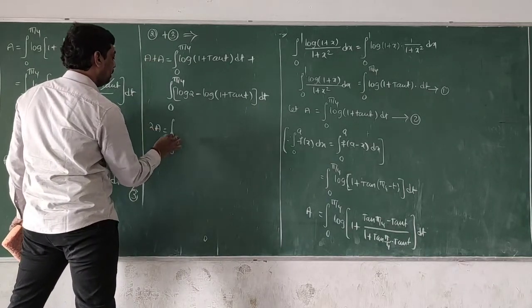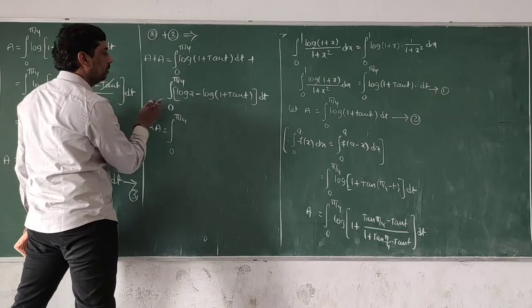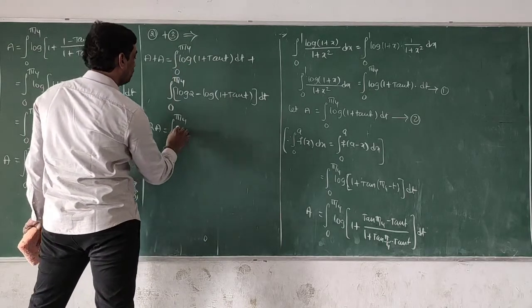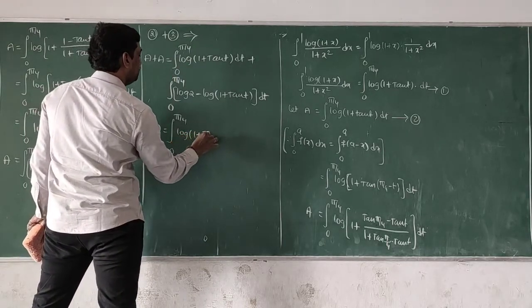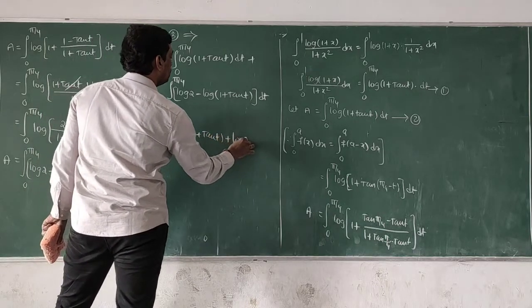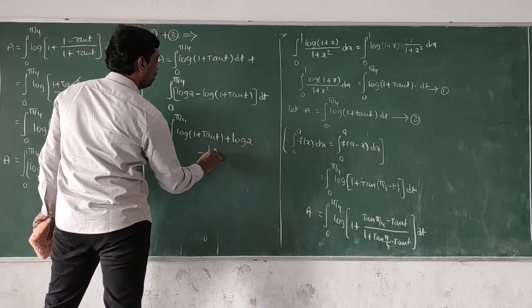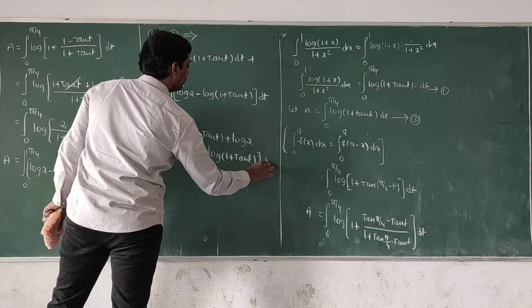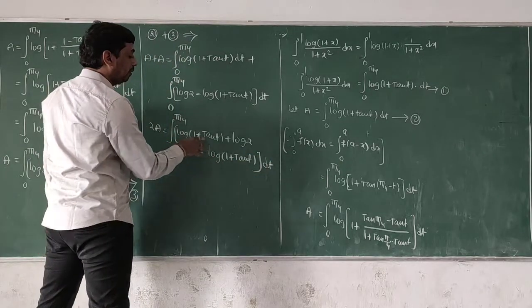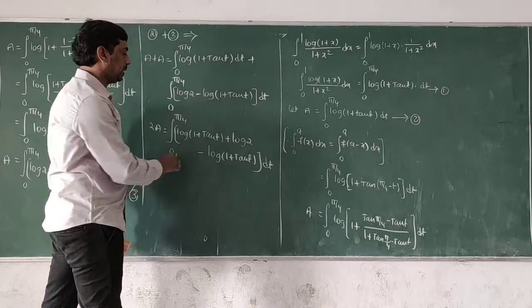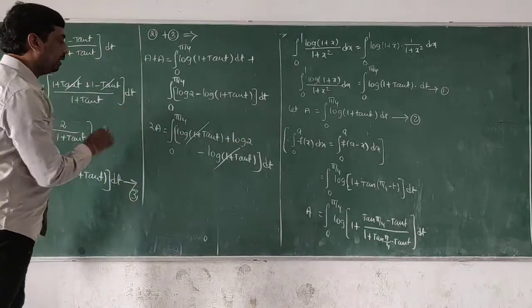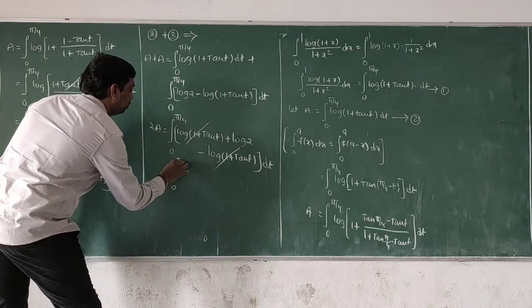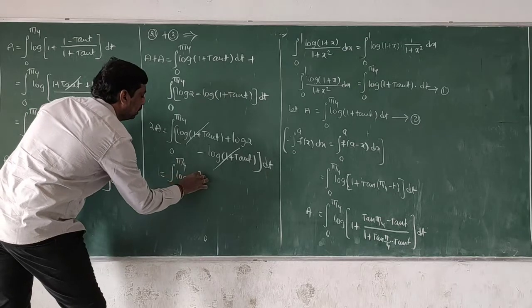2a equal to integration 0 to pi by 4. Because the limits are equal, that's why add these two terms. Log of 1 plus tan t plus log 2 minus log of 1 plus tan t whole dt. Okay. Now log of 1 plus tan t minus log of 1 plus tan t cancel. Okay. Remaining term log 2 only. Integration 0 to pi by 4 log 2 into dt.